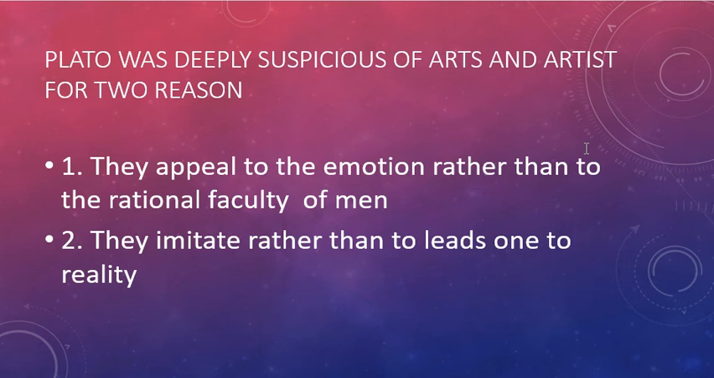Second, they appeal to the emotion rather than to the rational faculty of man. For Plato, a man should be rational in nature. Everything should have reasons, ideally. But in art, we sometimes do not go with reality because we appeal to the emotion. We try to symbolize something, and we try to associate a certain emotion with the art pieces and with the process of creating them. So these are the two reasons why Plato was deeply suspicious of arts and artists.